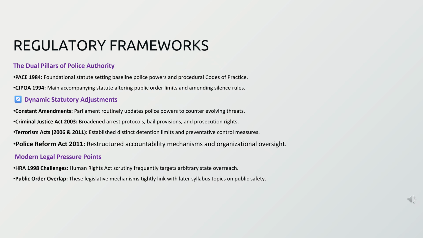In addition, the Police Reform and Social Responsibility Act 2011 introduced reforms aimed at strengthening police accountability and restructuring oversight mechanisms. At the same time, modern police powers face increasing scrutiny under the Human Rights Act 1998. Courts frequently examine whether police actions interfere excessively with individual rights such as liberty, privacy, freedom of expression, and freedom of assembly. This area of law also connects closely with public order and public safety topics studied later in the syllabus, demonstrating how police powers operate at the intersection of criminal justice, civil liberties, and state authority.